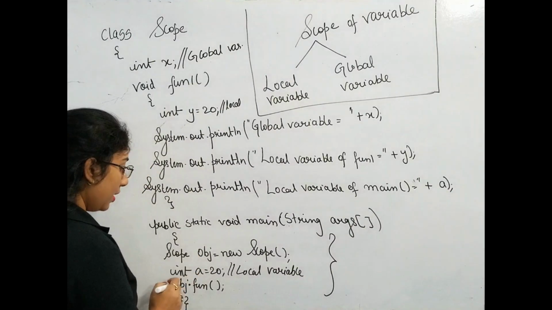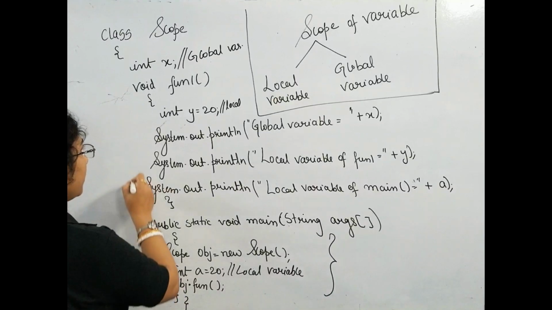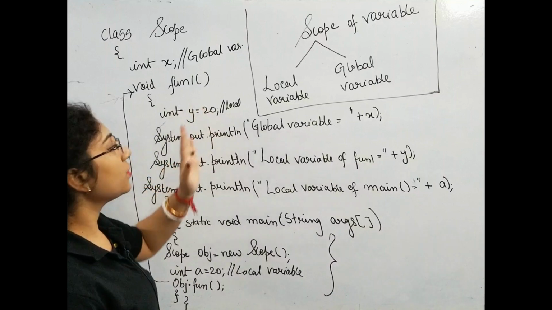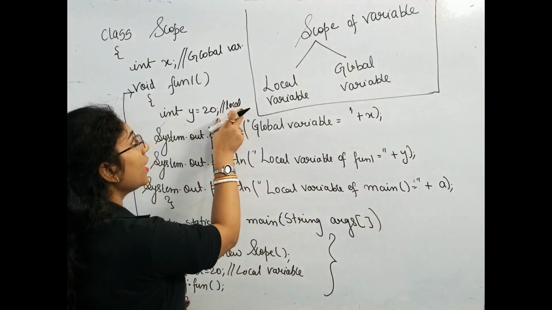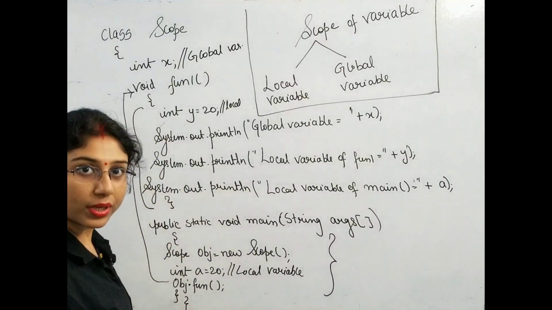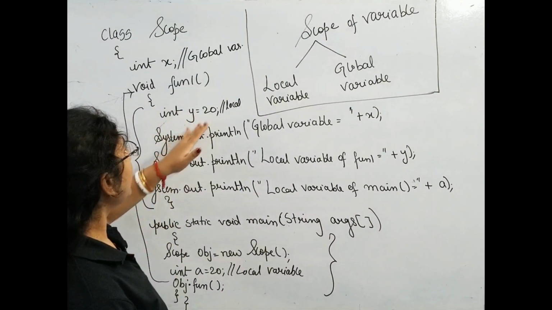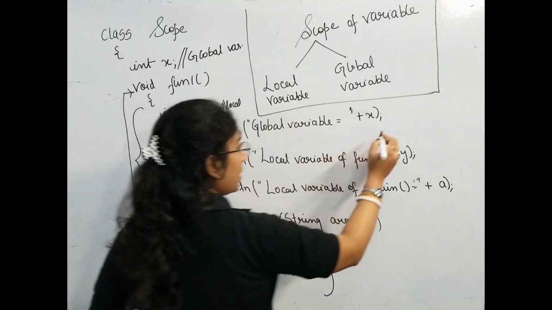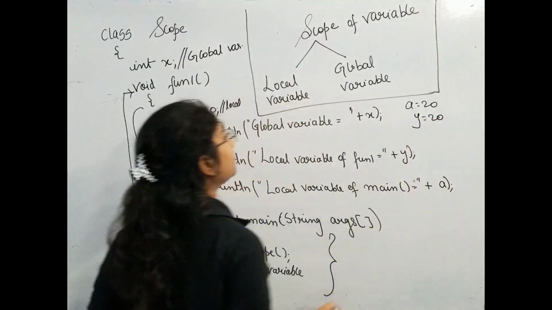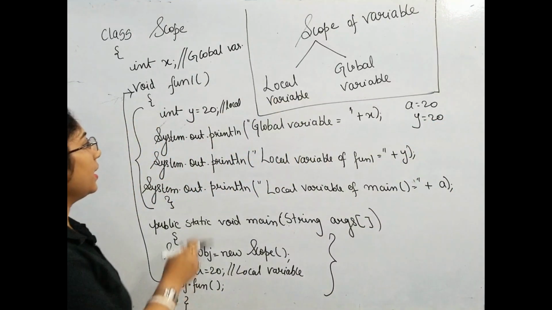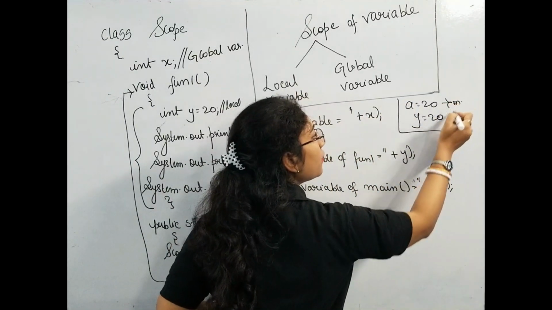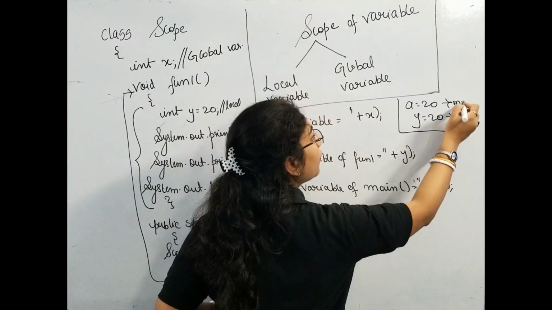obj.fun. As soon as this line is triggered, the compiler moves to the definition of fun. It is written int y equals 20. Again, it is a local variable, and its scope is limited to this block. Okay. Now here a equals 20 and y equals also 20. Clear? Here x is declared outside, a is declared inside the main function, and y is declared inside fun.